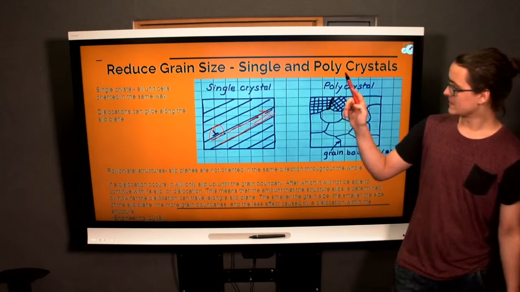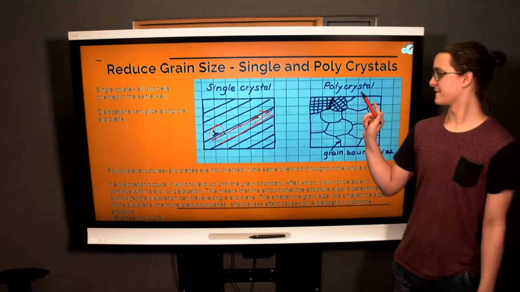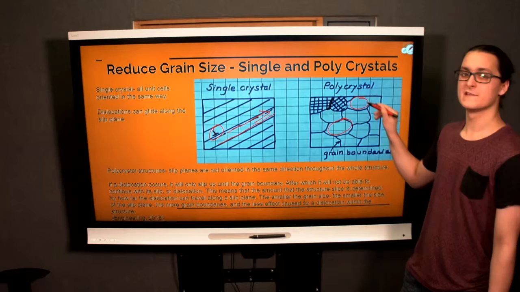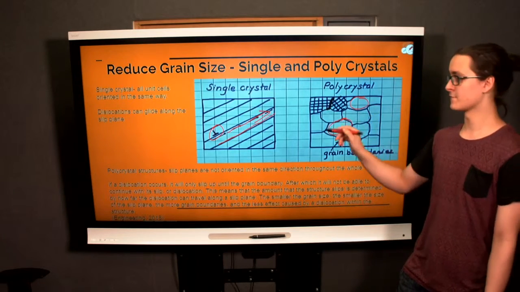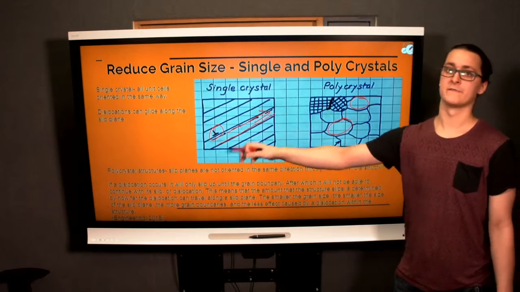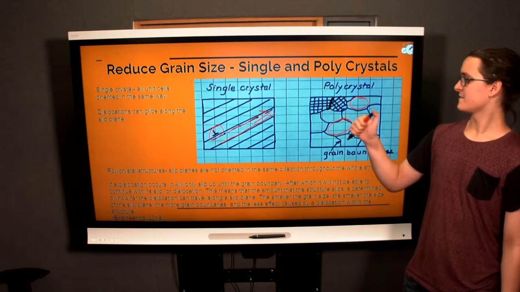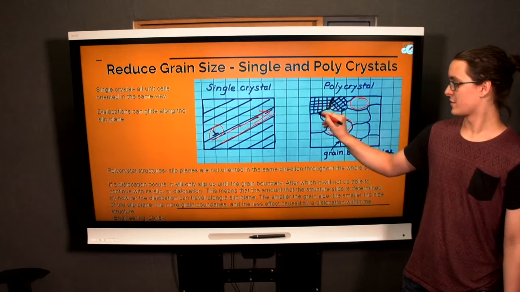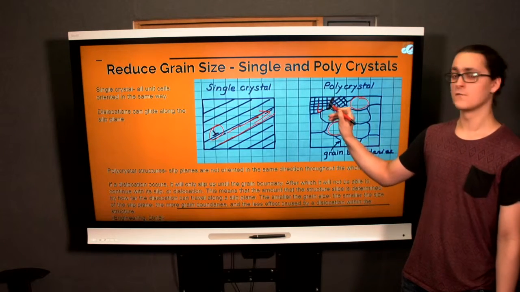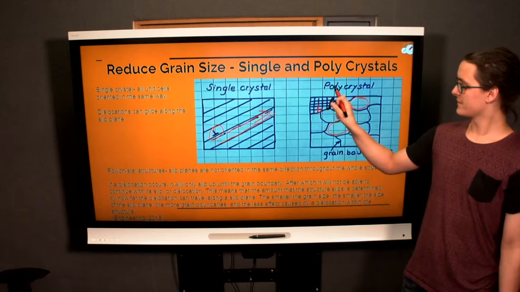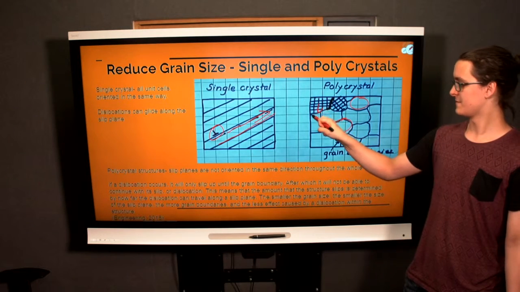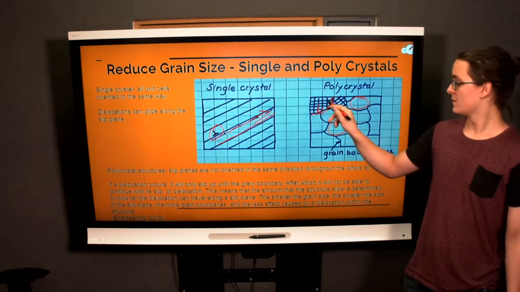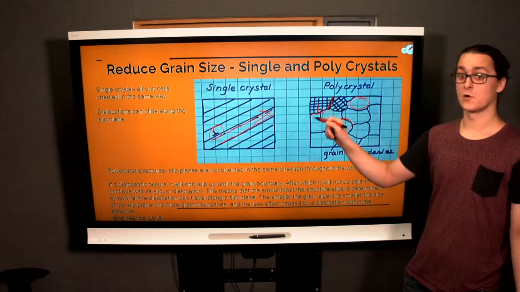If we move on to the polycrystal structure, however, you can see that there's all different sections. So all these different sections are orientated in different directions as opposed to the long lines of the single crystal. So this means that if a slip occurs inside of one of the polycrystal structures, it can only go up until the grain boundary, because the grain boundaries are a barrier to slip, so they stop it before it goes further.